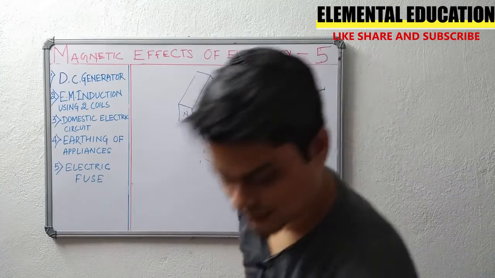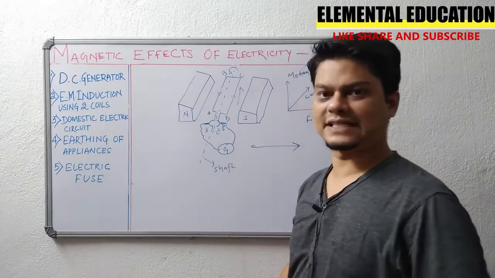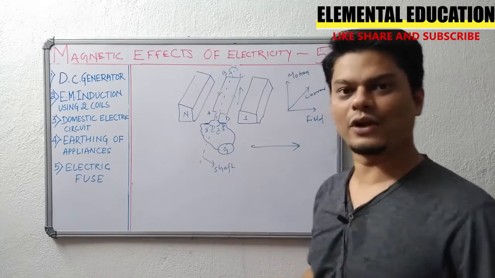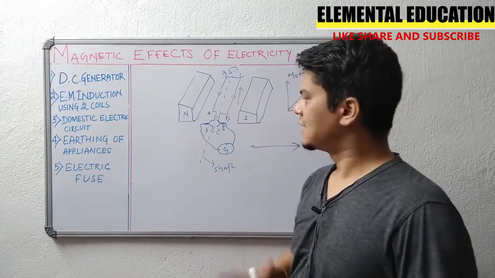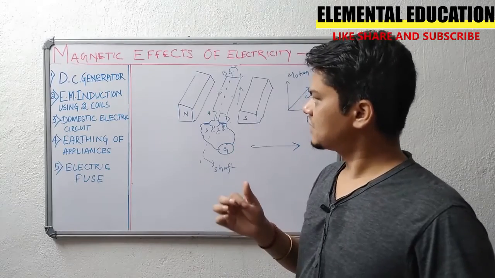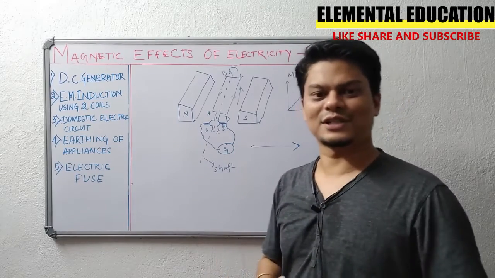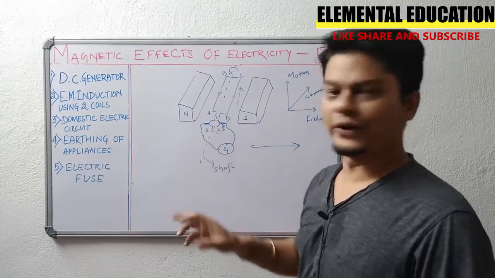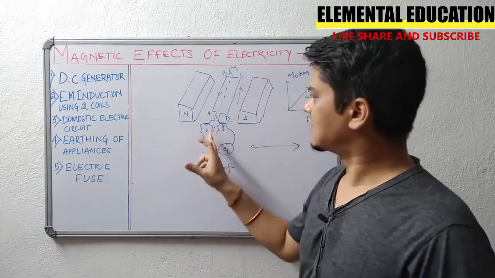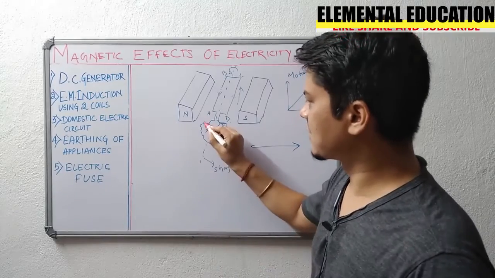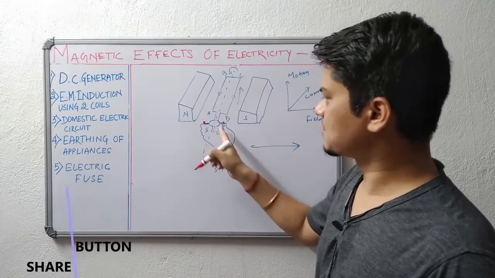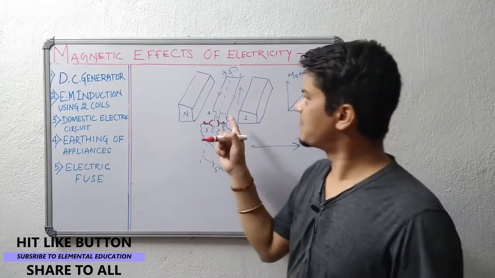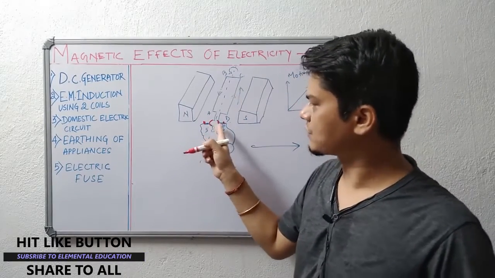This is what we have to study about DC generator. In DC generator there are split rings. We know in DC motor there are carbon brushes B1 and B2, right? So how the carbon brushes were in contact with the split rings in DC motor, similarly in DC generator also they are in contact with these split rings.